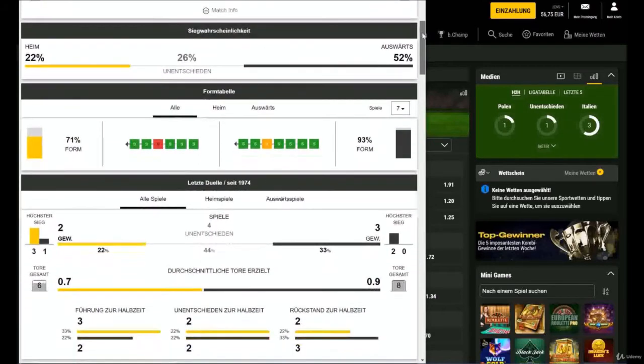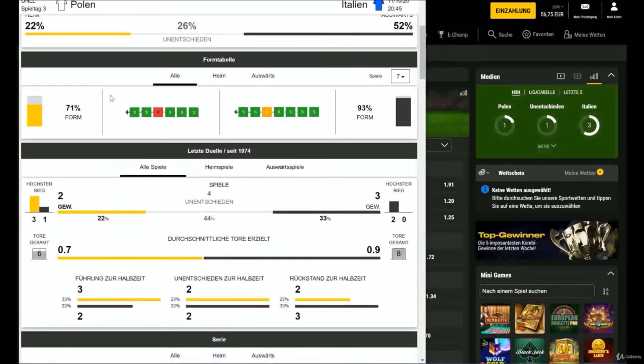So, we got the streaks here. Poland: win, win, loss, win, win, win. Italy: win, win, win, win, draw, win, win. We can check more games than that.